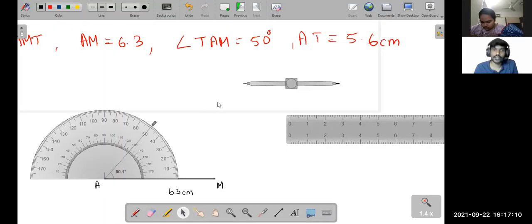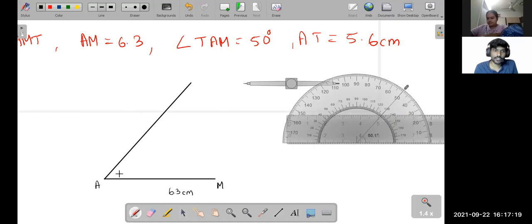Okay, how much should I take? Measure 50 degrees and draw a ray. Draw a ray of 50 degrees, like this. So you can just name this here. Put a sign here and name it 50 degrees. Now, the third side is 5.6 centimeters.